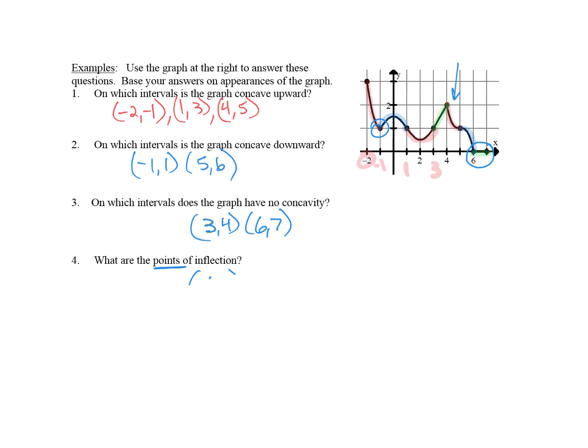Because this is not a point of inflection. Did the derivative exist there? No. So if the derivative doesn't exist there, if it's a sharp point, it's not a point of inflection. Okay, it does change from concave up to concave down, but it has to have a nice derivative there. So our first point of inflection is actually 1, 1, right here.